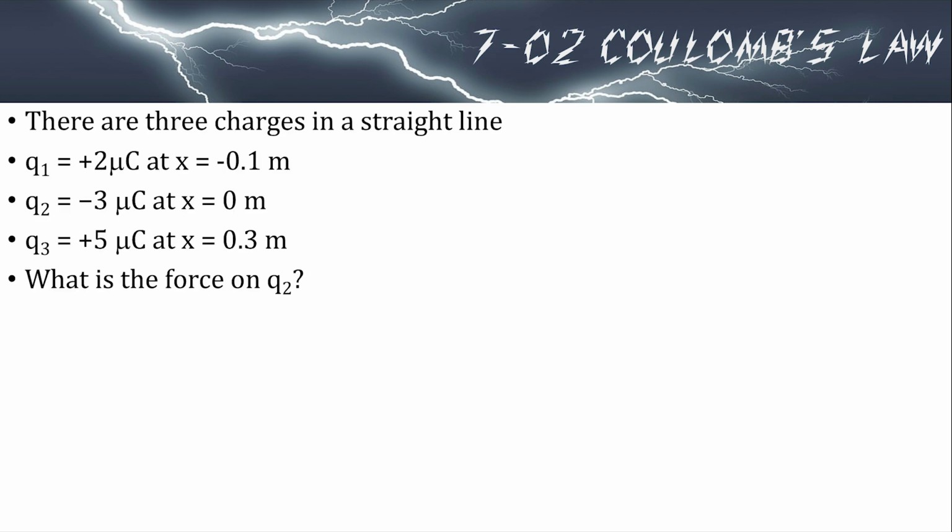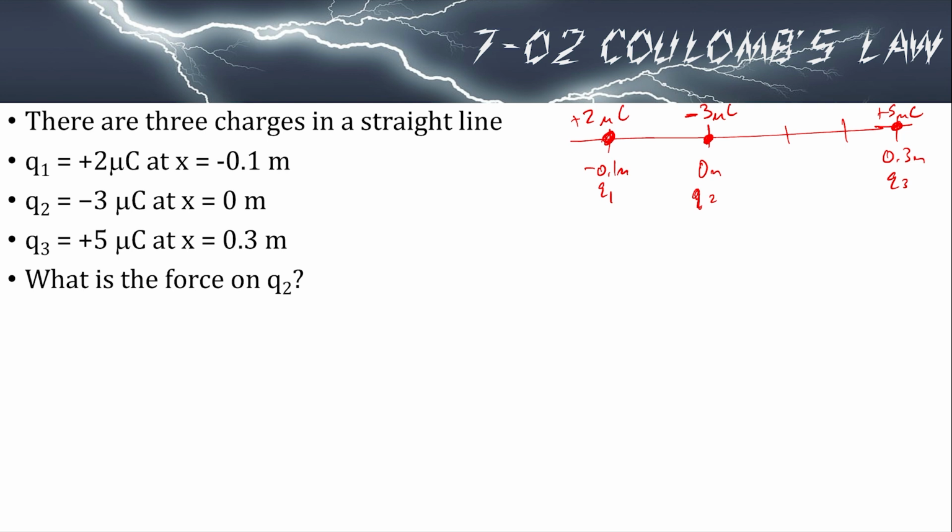So let's say there are 3 charges in a straight line. Q1 at negative 0.1 meters, and it is 2 microcoulombs. And then we have Q2 at 0 meters, which is negative 3 microcoulombs. Then out here at 0.3 meters, we have Q3, which is positive 5 microcoulombs. What is the force on charge 2?